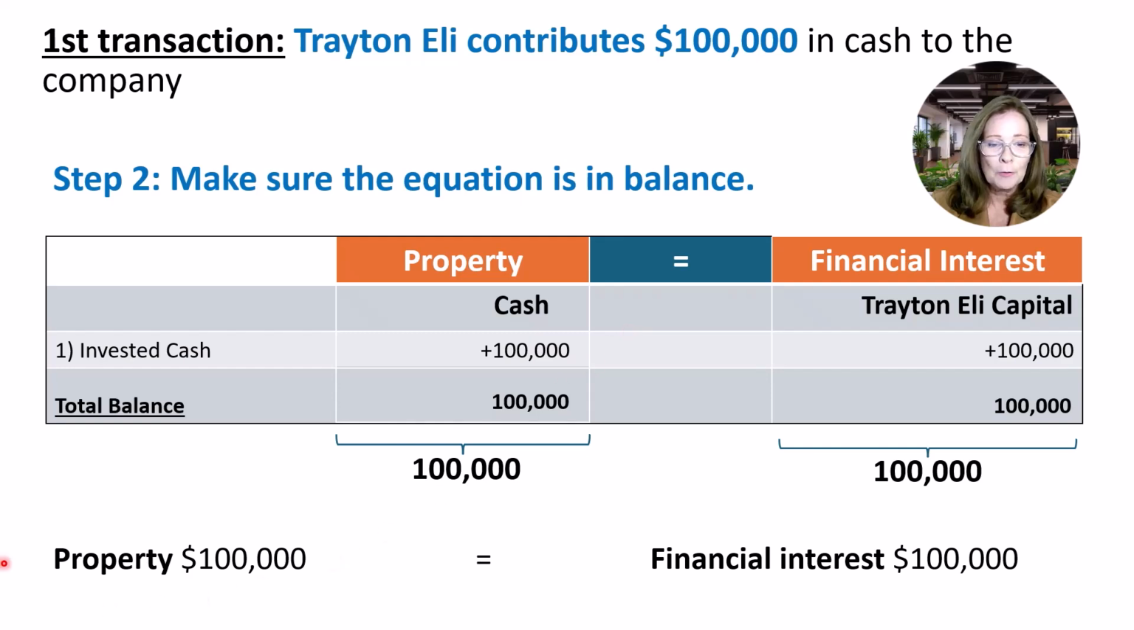We analyzed our first business transaction for Eli's Consulting. We entered the transaction into the equation table, and we made sure that it balanced. Property of $100,000 equals financial interest of $100,000. And if you're ready, we can work on the second transaction.